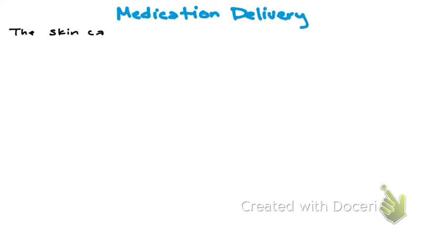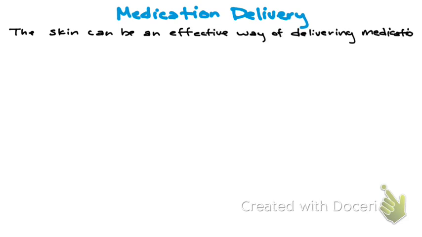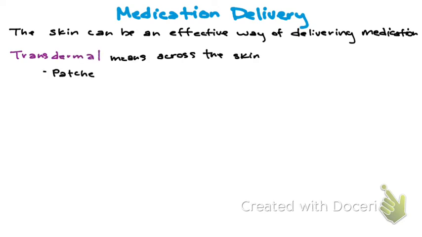So, medication delivery. The skin can be a very effective way of delivering medications. You can deliver them transdermally, which means across the skin. These are usually patches, like nicotine patches, and gels. There are different testosterone gels or pain-killing gels or creams.